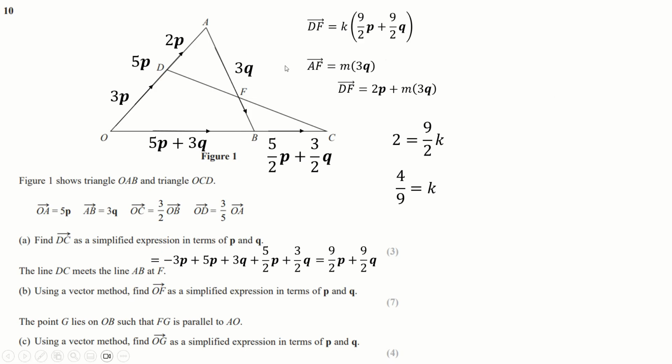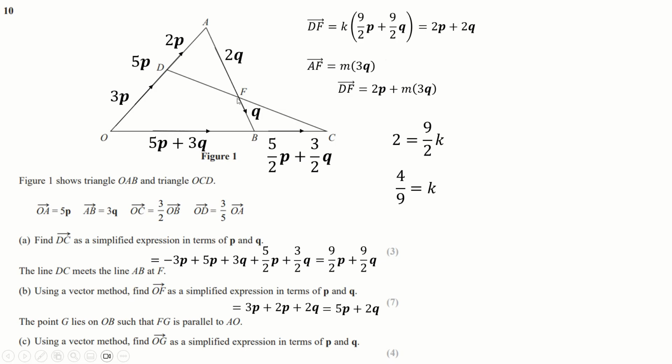So therefore, this here is 2/3 of 3q, which is just 2q, and this is 1q, which will be important later. But for now, k is 4/9. Put that in here. 9's cancel, and so you get 2p plus 2q, which I think isn't quite the answer because they want O to F. But O to F is just, of course, 3p plus what we just found D to F to be. So we get this answer here.